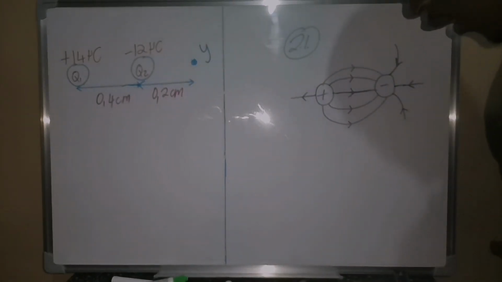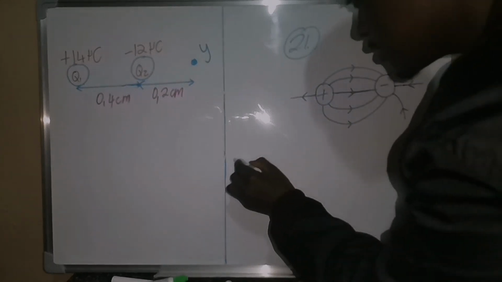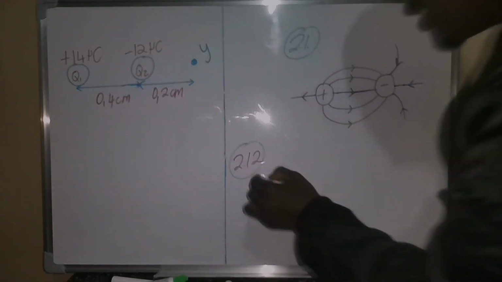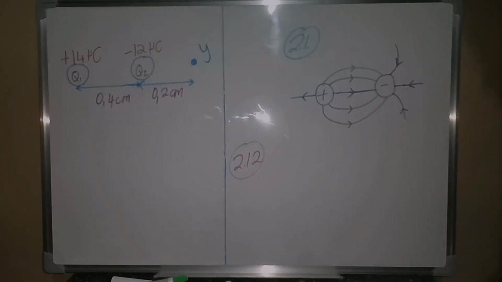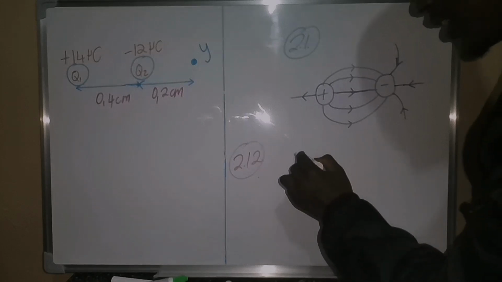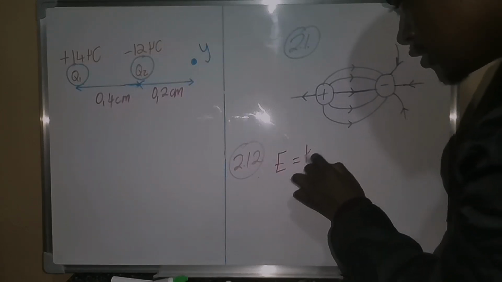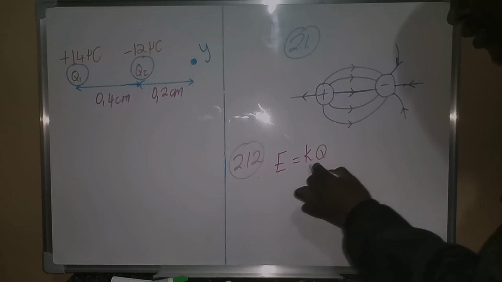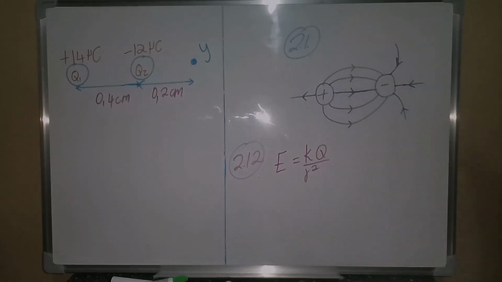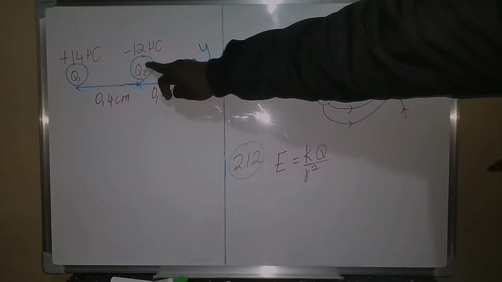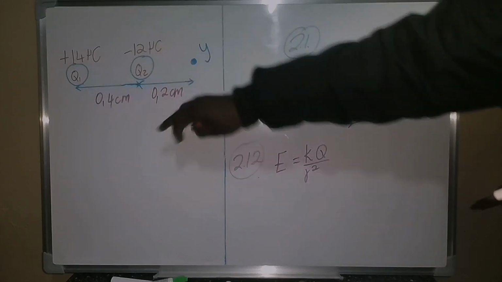2.1.2 says calculate the electric field at point Q2. The formula for electric field at a point is E equals kQ over r squared. They told you at this point, so I use only this charge to calculate the electric field at that point.